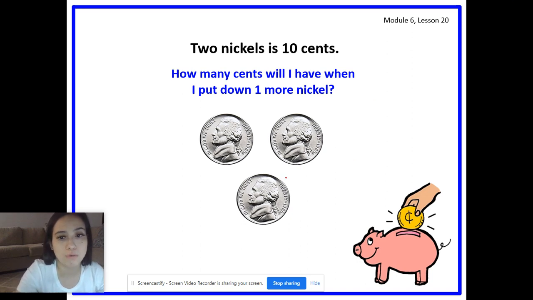So now I put down 1 more. And if I said that 2 nickels are 10 and I put down 1 more, how many cents do I have now? Get ready. 15 cents because I count by fives. Remember, since each nickel is worth 5 cents, let's count by fives together. Ready? 5, 10, 15. So 3 nickels is 15 cents.